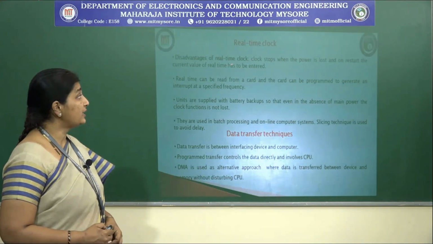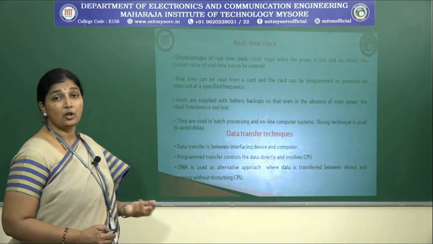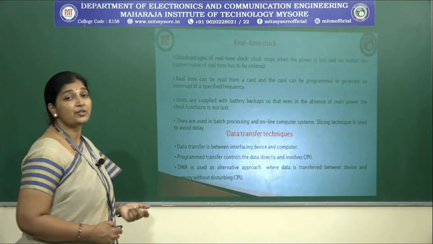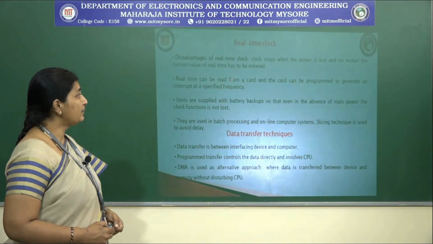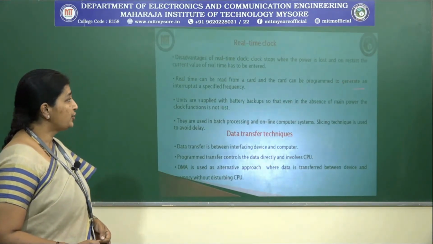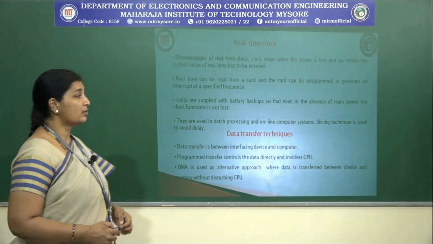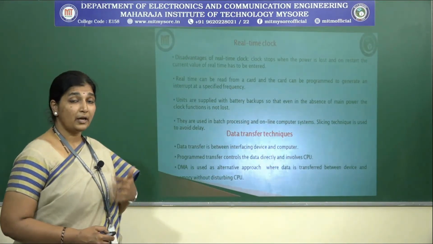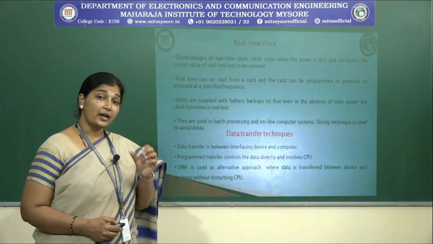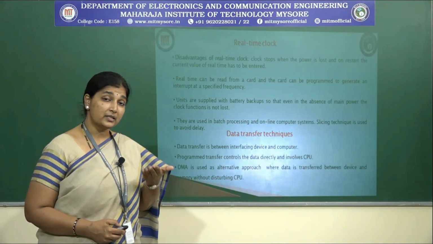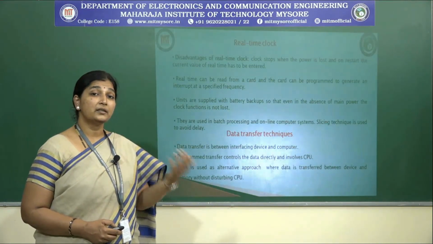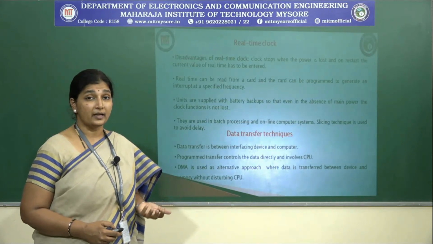So the disadvantage in real time clock is clock stops when the power is lost, okay, and restarts, and it has to again restart from the beginning. So there is a wastage of time, okay. Real time can be read from a card, okay, and the card can be programmed to generate an interrupt at a specified frequency. So for real time clock, computer manufacturers have different kinds of real time timing that they actually embed in an external or an add-on card, which will be connected, right? But it would not be the same for any other system. That's a drawback again, right?